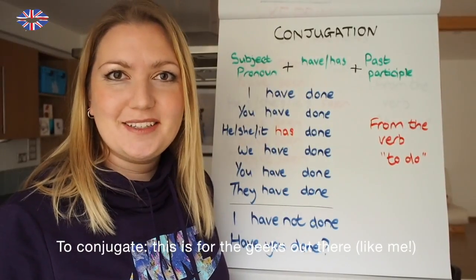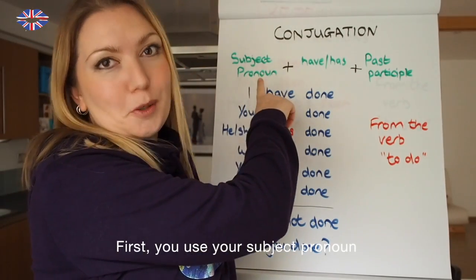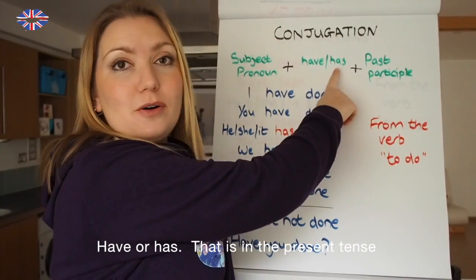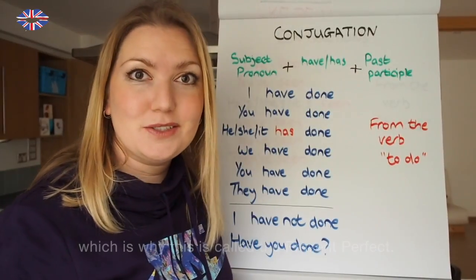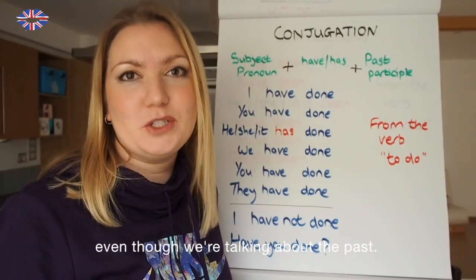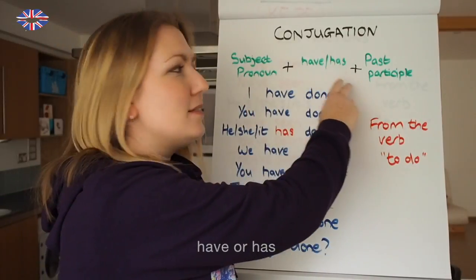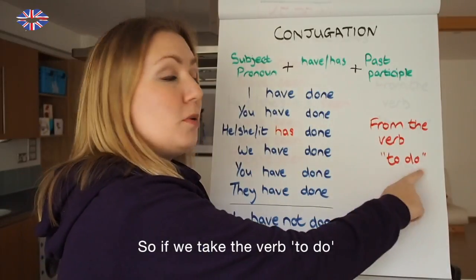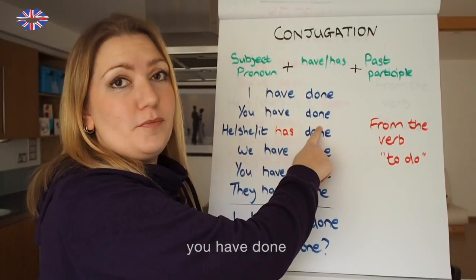To conjugate, this is for the geeks out there, like me. First, you use your subject pronoun, so that's I, he, we, they, she, whoever. Have or has. That is in the present tense, which is why this is called the present perfect, even though we're talking about the past. So you've got our subject pronoun, have or has, followed by the past participle. So if we take the verb to do, that gives us I have done, you have done.